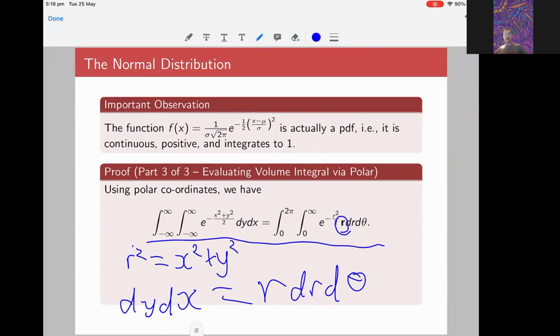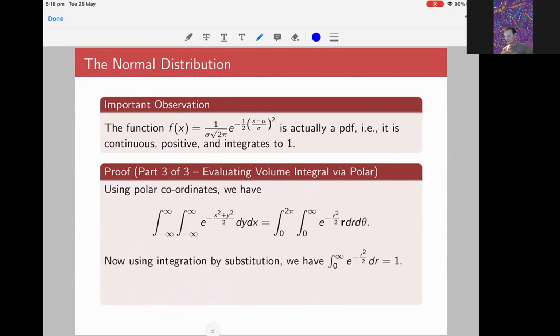All I'm doing here is passing from Cartesian coordinates to polar coordinates. So r travels from 0 to infinity, and theta travels from 0 to 2 pi. Okay, how do I do that integral?